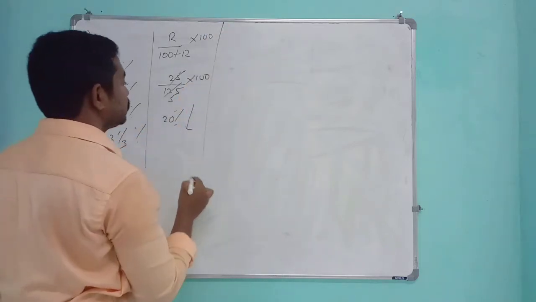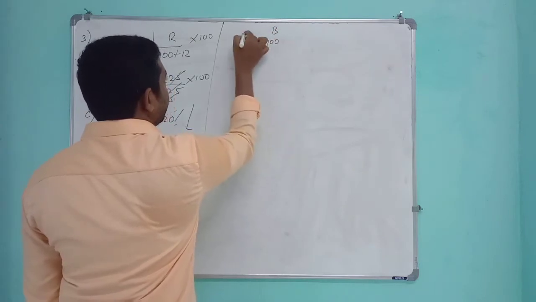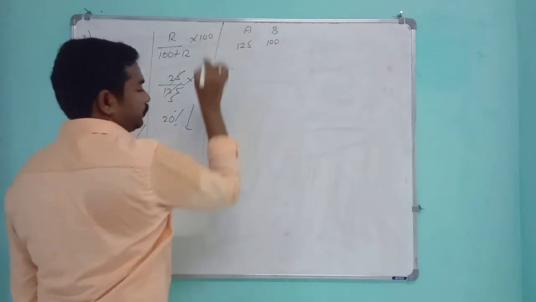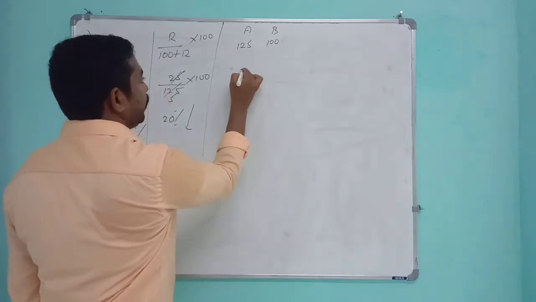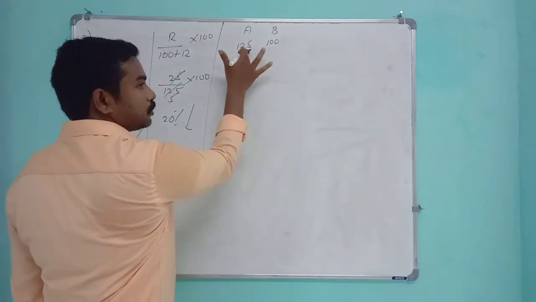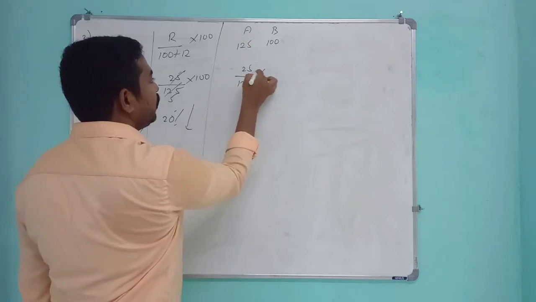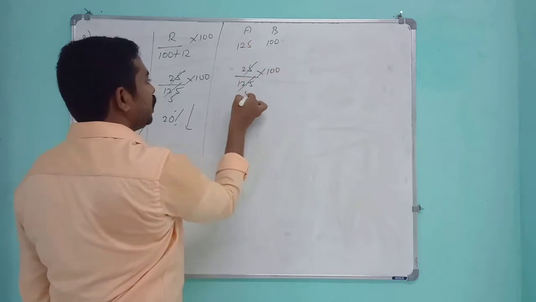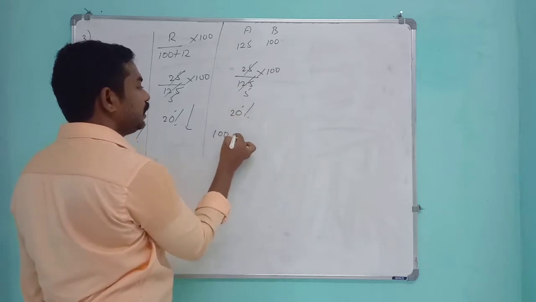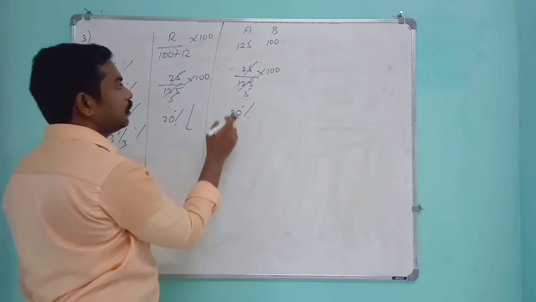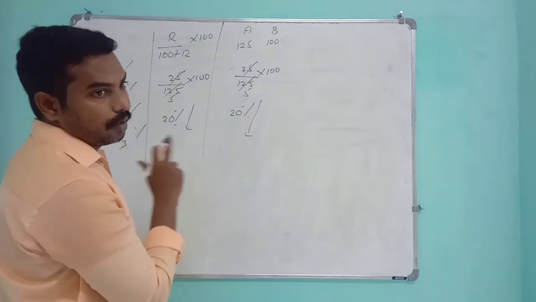This is one process. If you consider the salary of B as 100, the salary of A is 125 according to the question. Therefore, now what is the difference here? 25. 25 is to be compared with A. Therefore, 25 by 125 into 100. 25 1s are 25, 25 5s are 125. 100 by 5 is 20%. Therefore, directly you can see here 20%. 5 1s are 5, 5 20s are 100. The 20% is less when comparing with B.